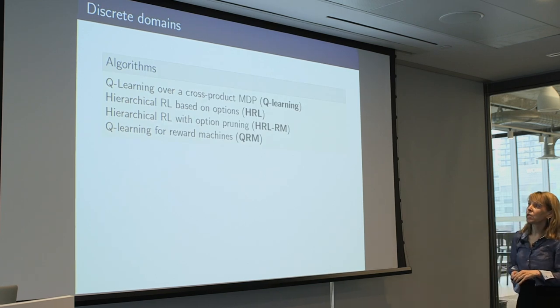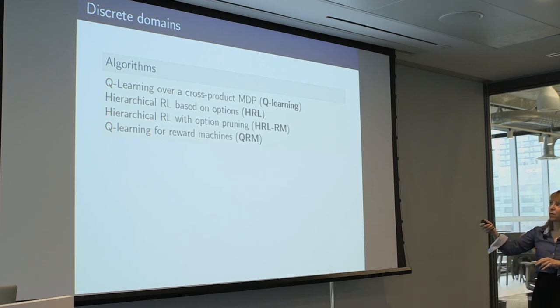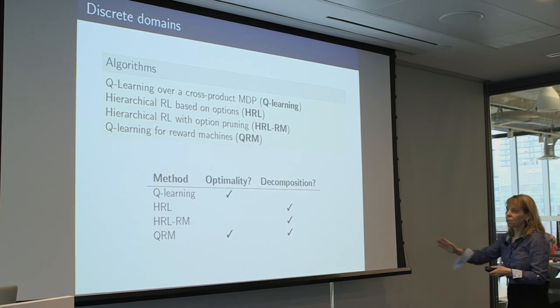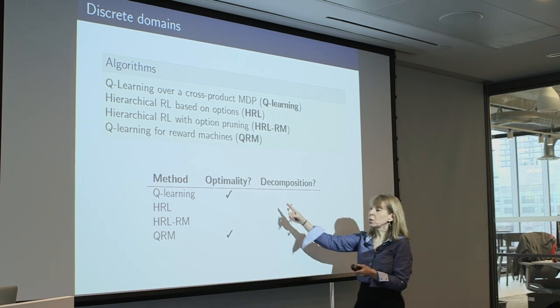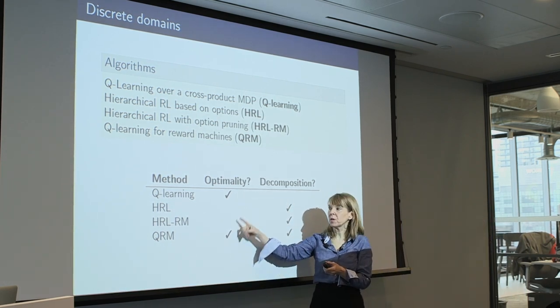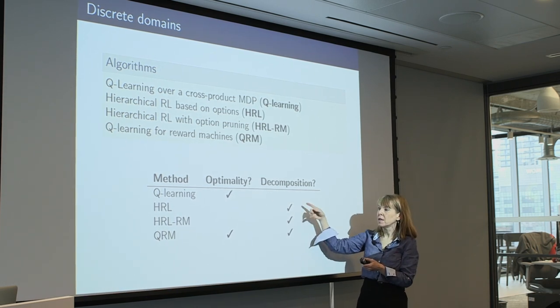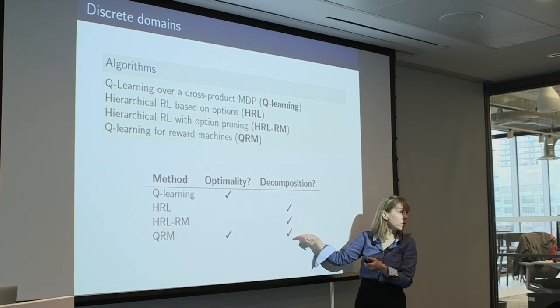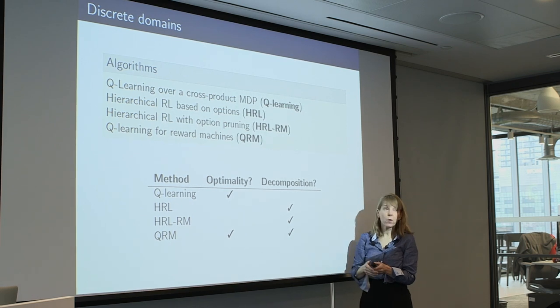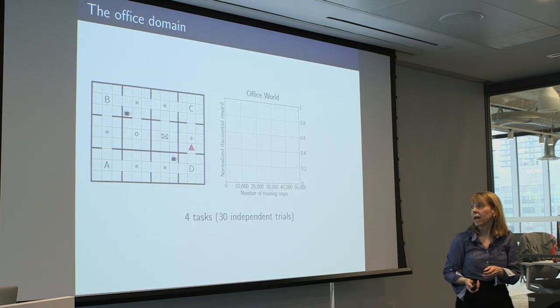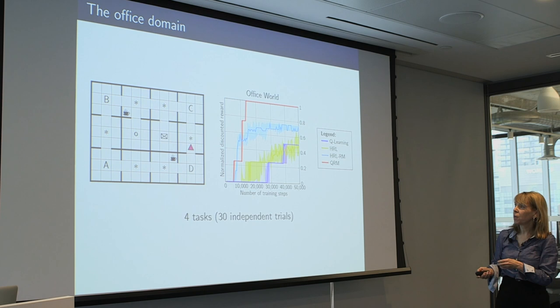So in the discrete domain, we tested these 4 algorithms that I mentioned to you, the 3 baselines and then QRM. And just as a recap, both Q learning and QRM are provably optimal. The others aren't, and these are both hierarchical reinforcement learning techniques. These 3 techniques use some form of decomposition, but of course, Q learning doesn't. And so here's the office domain.